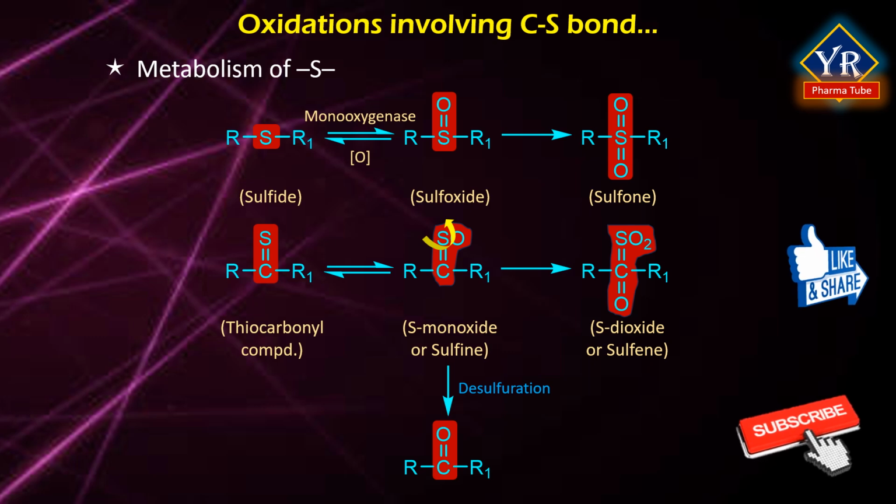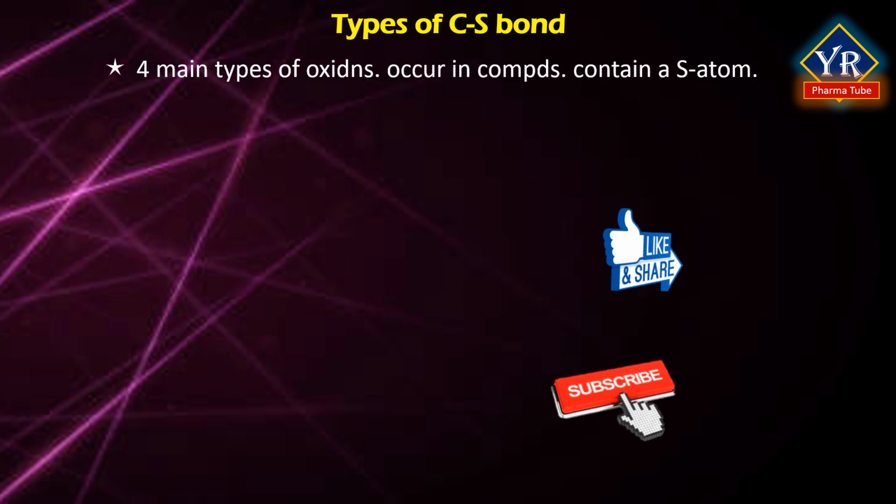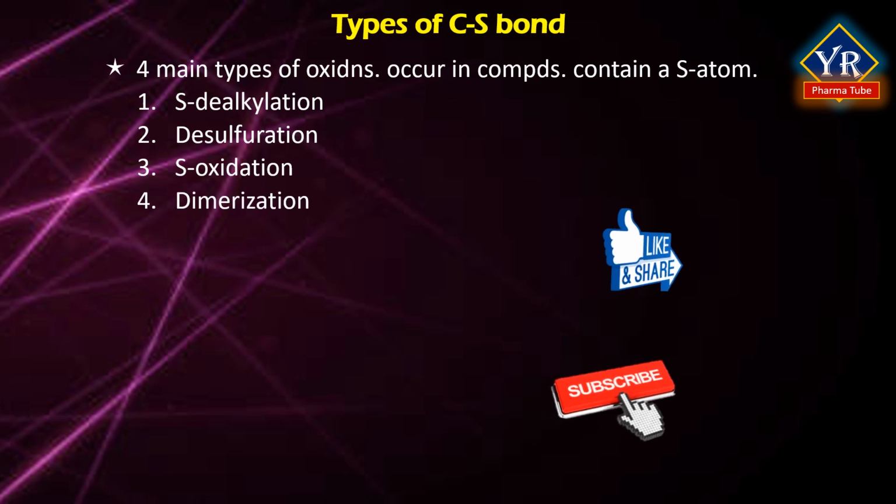As for the S-dioxides, they react very rapidly with nucleophiles, and particularly with nucleophilic sites in biological macromolecules. This covalent binding results in the formation of adducts of toxicological significance. Such a mechanism is believed to account for the carcinogenicity of a number of thioamides. Types of carbon-sulfur bonds: in drug molecules, 4 main types of oxidations can occur with the functional groups that contain a sulfur atom. They are S-dealkylation, desulfuration, S-oxidation, and dimerization.